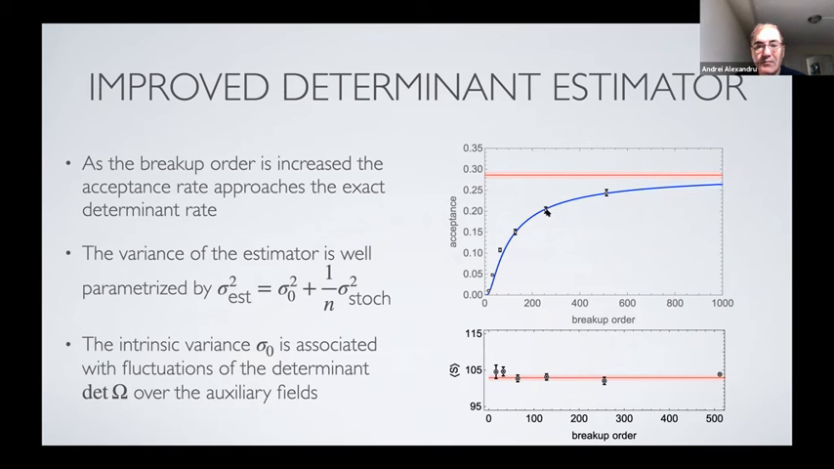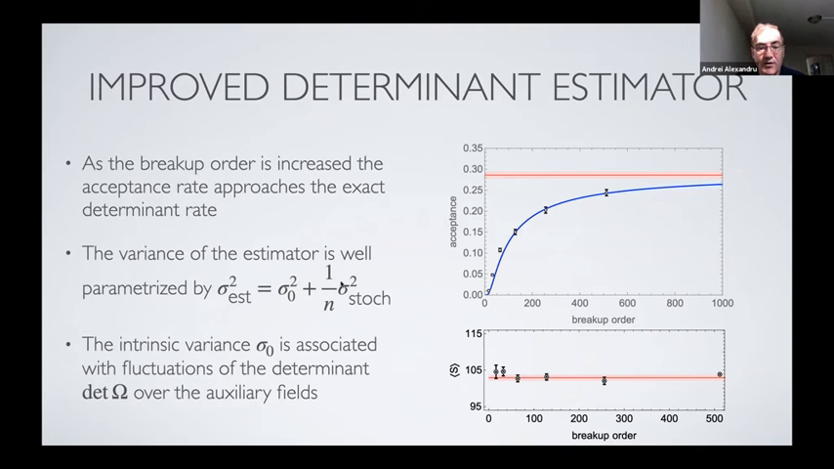This curve can be understood perfectly in terms of the fluctuations of the estimator, and the fluctuations of the estimator as a function of the breakup order are controlled by an intrinsic piece. This intrinsic piece corresponds to fluctuations of the exact ratios of the determinant over the auxiliary fields. And then there is the stochastic piece that gets reduced by n, with n being the breakup order.